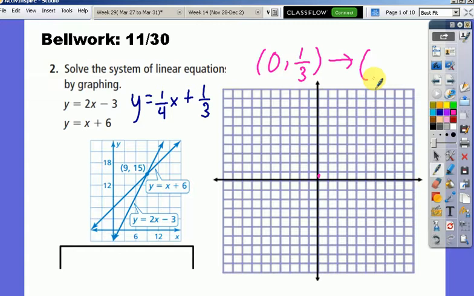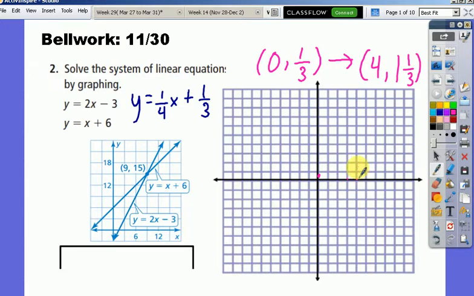To the right 4. Okay? And then up 1, because the y is up or down, right? Up 1. So 1 and 1/3. That's a point. Yes? Does that make sense to you? Yeah, so another point would be 4, 1, 2, 3. That's 4.